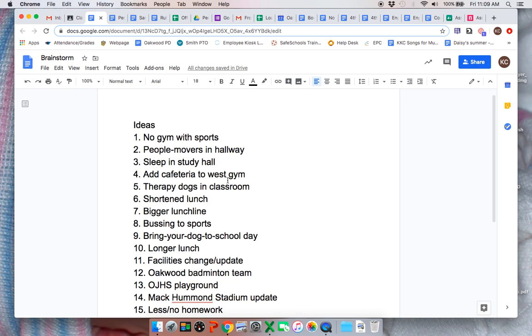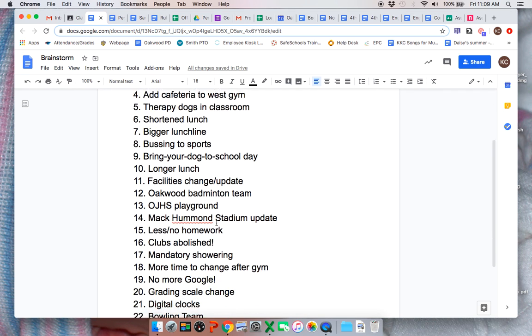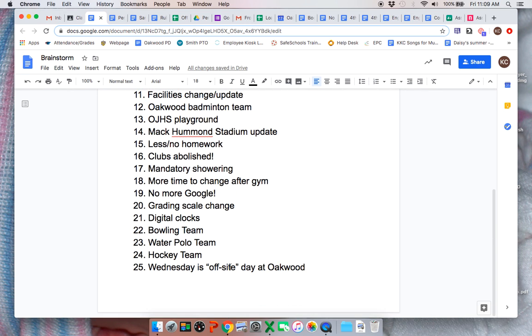Adding a cafeteria to the West Gym. Somebody brought that up one time. And you can go through this list. I added one this year: Wednesday is off-site day at Oakwood.